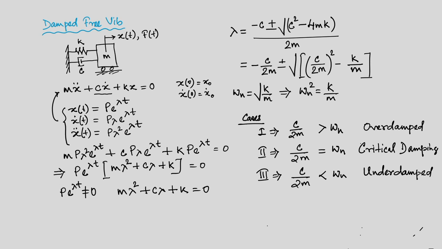The first case, c by twice m is greater than omega n. So, let us first consider that situation and see what happens when we have an overdamped system. For that, let us first once more define the cases. So, in this case c by twice m is greater than omega n.